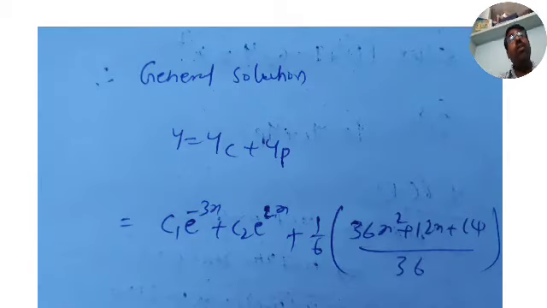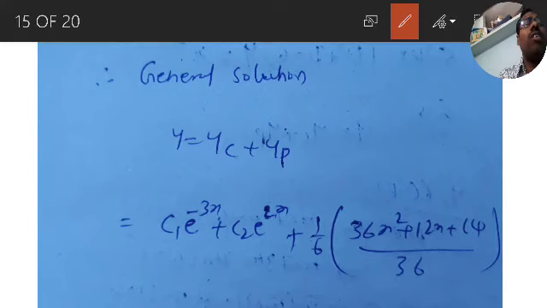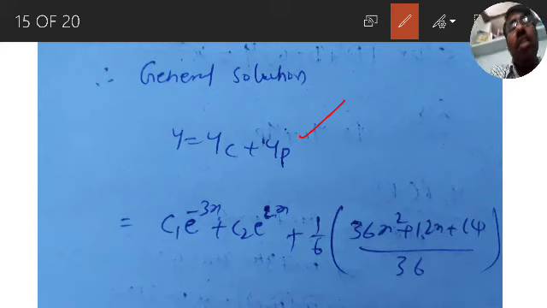So the general solution is y is equal to yc plus yp. What is yc? C1 e power of minus 3x plus C2 e power of 2x, and yp is 1 by 6 into (36x square plus 12x plus 14) by 36. Therefore the general solution of the given non-homogeneous differential equation is y is equal to yc plus yp, that is C1 e power of minus 3x plus C2 e power of 2x plus 1 by 6 into (36x square plus 12x plus 14) by 36. This is my general solution of the given non-homogeneous differential equation.